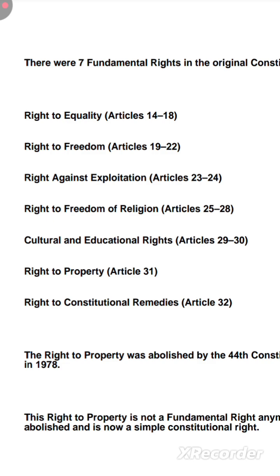So, in today's class I have talked about the six fundamental rights of the Indian Constitution as well as one fundamental right which was quite conflicting. There was a conflict between the judiciary and Parliament from the Golaknath case in 1967, and it ended with the Kesavananda Bharati case of 1973. And finally, the Janata government abolished this right to property.